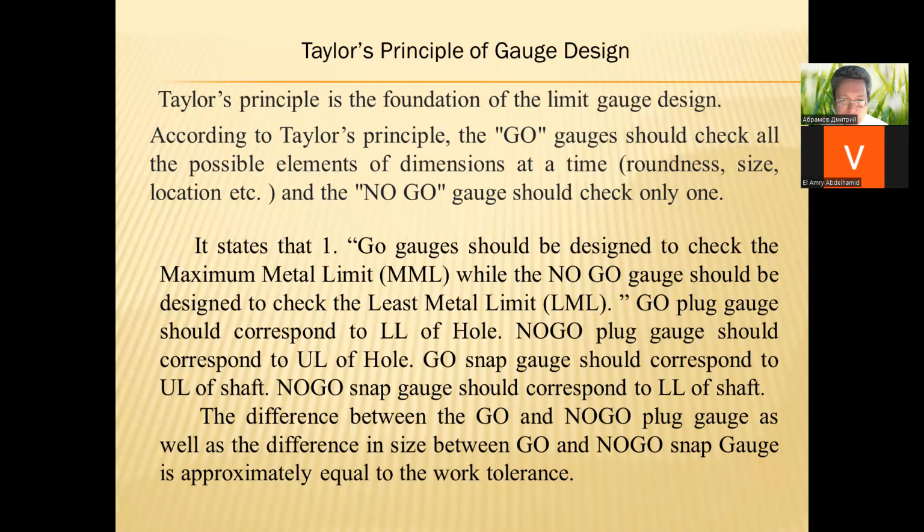The go plug gauge should correspond to the lower limit of the hole. The no-go plug gauge should correspond to the upper limit of the hole. The go snap gauge should correspond to the upper limit of the shaft. The no-go snap gauge should correspond to the lower limit of the shaft. The difference in size between go and no-go plug gauges, as well as between go and no-go snap gauges, is approximately equal to the work tolerance.